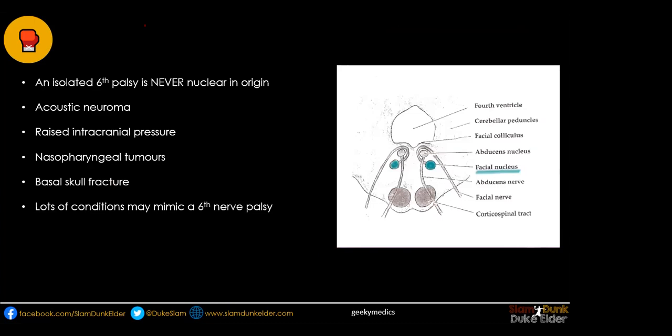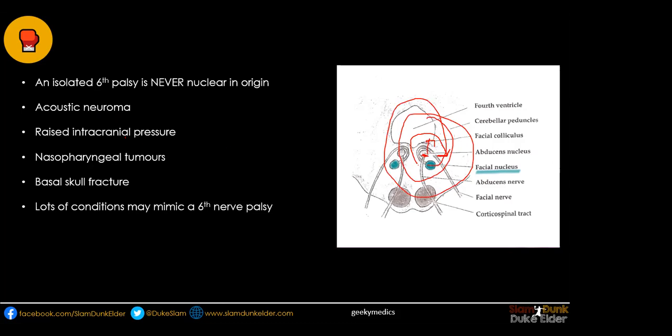Okay. So talking about causes of sixth nerve palsies, you can see here that the abducens nerve nucleus here is very closely associated to the facial nucleus and the facial nerve. So if you've got any problem with the nucleus of the abducens nerve, it's not going to be isolated. It's going to affect the facial nerve, and the patient might have a facial nerve palsy. So if you've got someone with an isolated sixth nerve palsy, it's not going to be happening in the center of the brain.